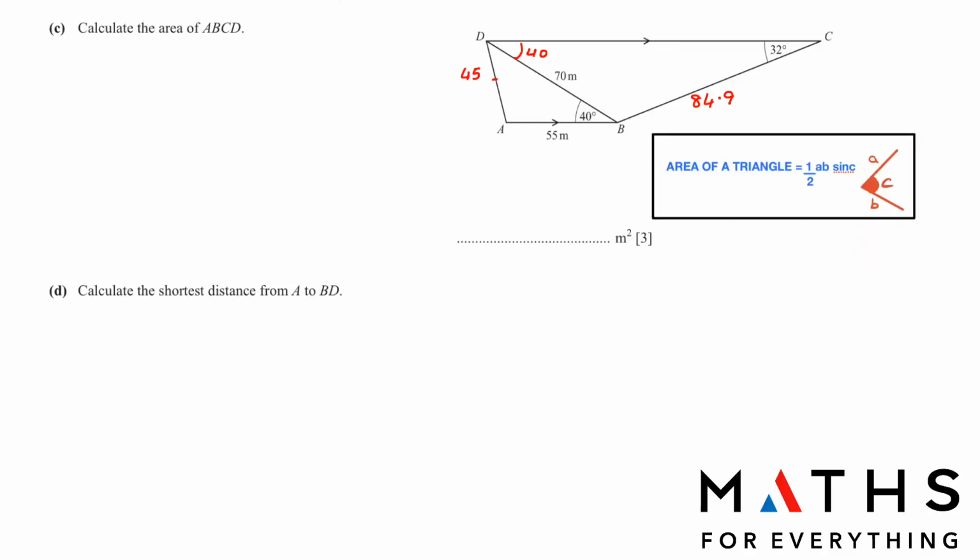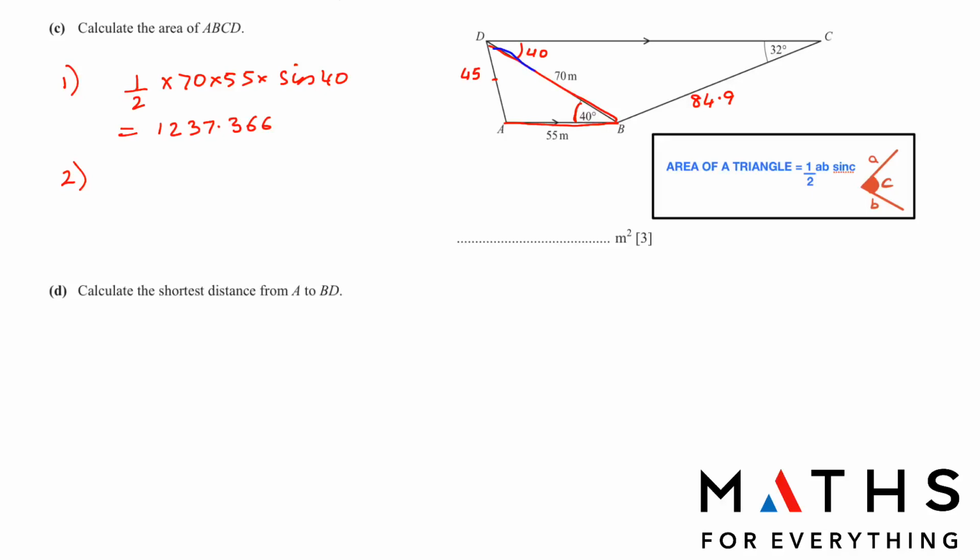To use the area of a triangle by trigonometry, we need to have two sides and the middle angle. So these are our two sides for triangle 1 and this is the middle angle. So the first one will be half into 70 into 55 into sine 40. Write down the answer here. This will give us 1237.366.